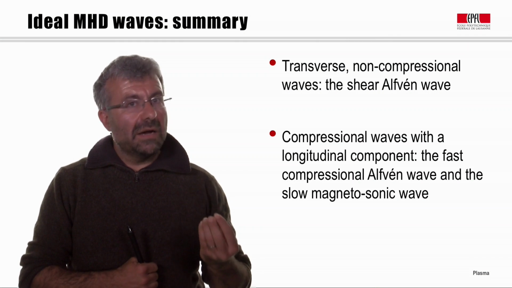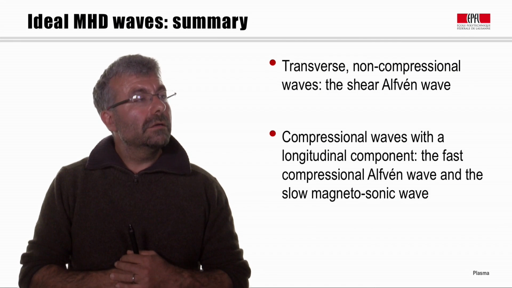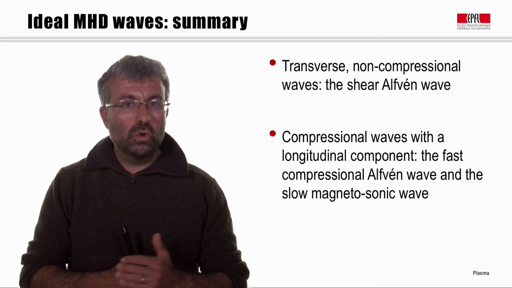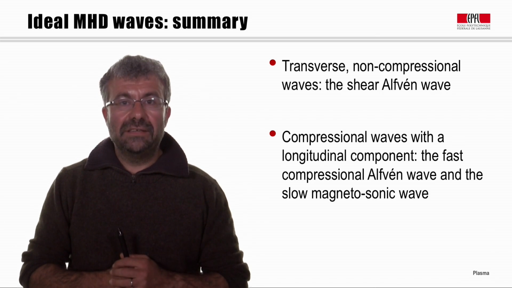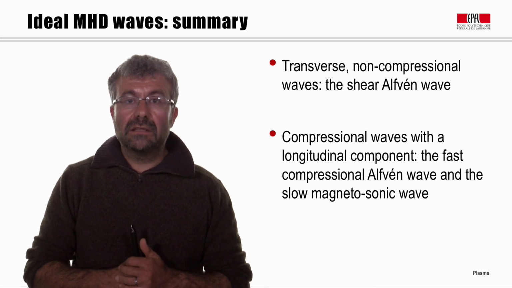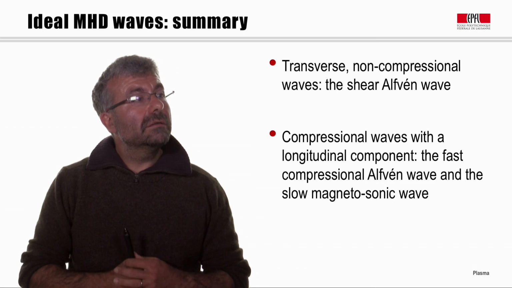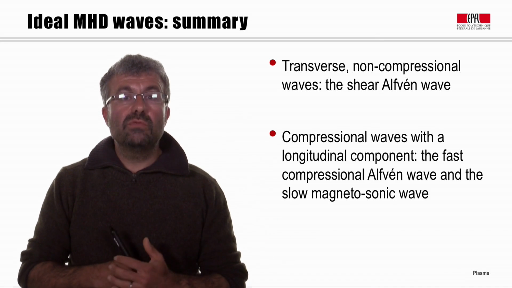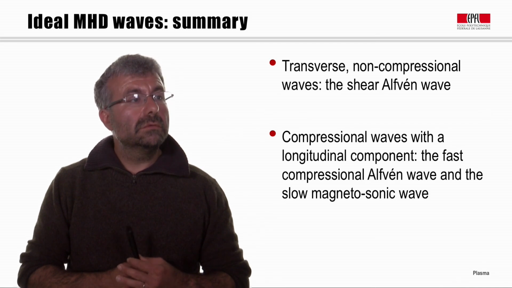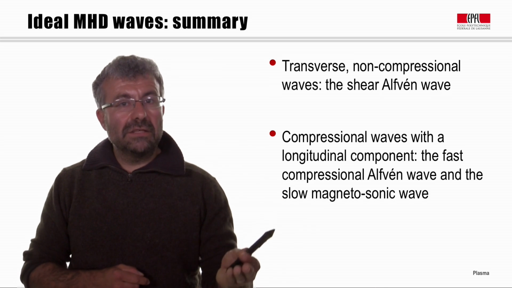We can now summarize what we have discussed on ideal MHD waves. The first wave that we discussed is the transverse, non-compressional wave, the shear Alfvén wave. This wave will be discussed in the context of burning plasmas. Then we discussed compressional waves which have a longitudinal component, and we found two solutions: the fast compressional Alfvén wave and the slow magnetosonic wave.